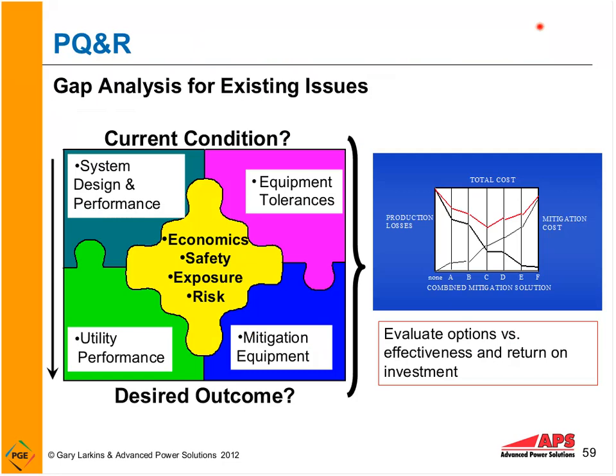What do I have? What's happening? What's my system design? Gather my one-lines. Where is the equipment experiencing problems? Where is it operating satisfactorily? What are my equipment tolerances? If I'm going to try and figure out how to improve my power, what grade of power do I need to have to make that equipment work properly? And don't always assume it's a power problem. In some cases, it's an equipment problem.